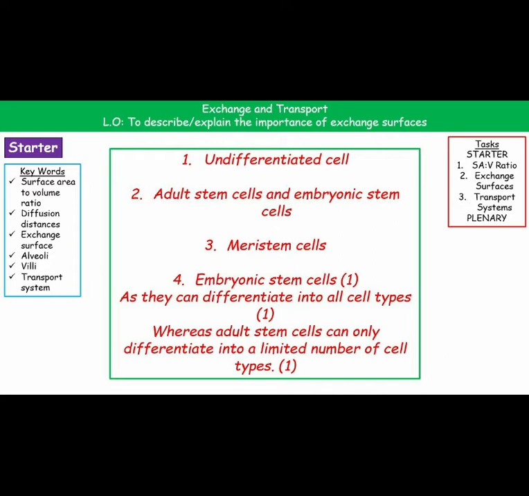Tick that one. And then finally, the difference in terms of why we use one type of stem cell over the others is that embryonic stem cells, 1 mark, are used because they can differentiate into all cell types, mark for that bit, whereas adult stem cells can only differentiate into a limited number of cell types, and a mark for that bit. So maximum number of marks that we could get on our starter task today are 7, so give yourself a score out of 7.